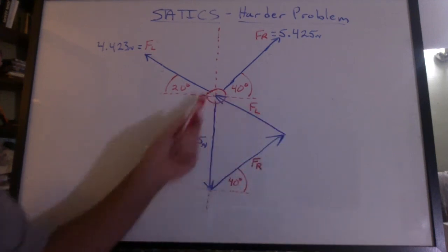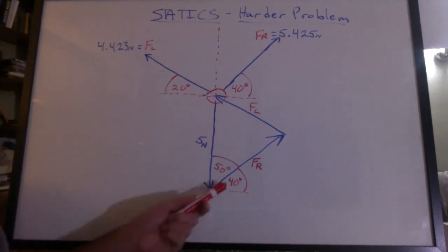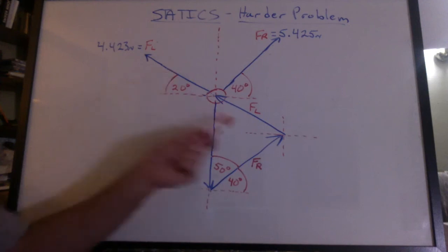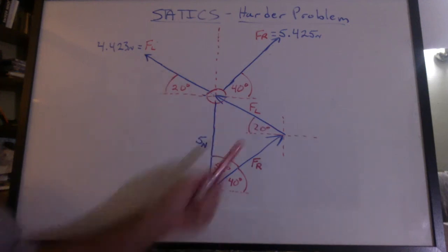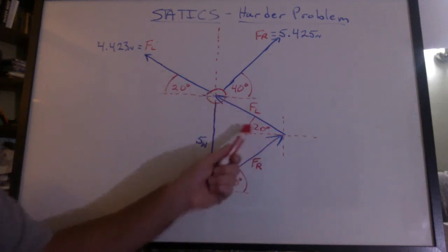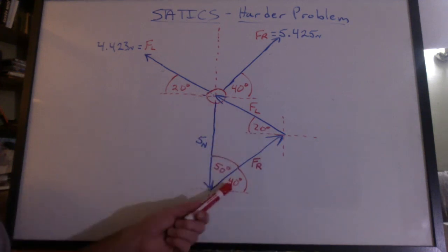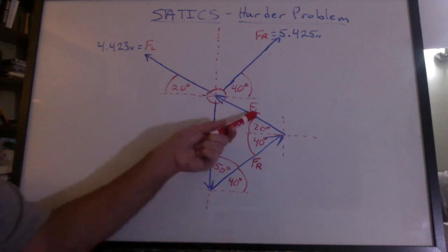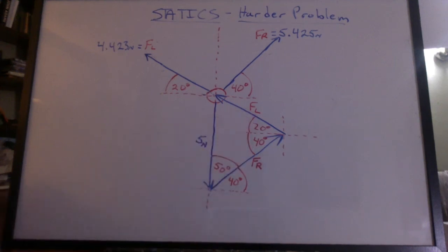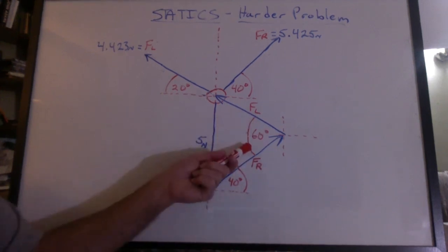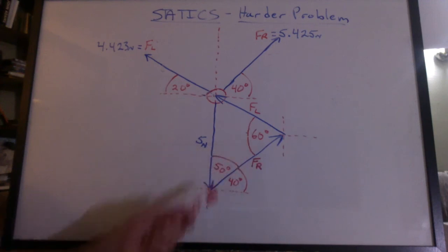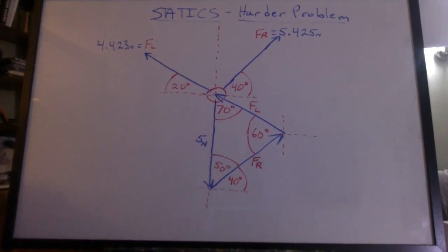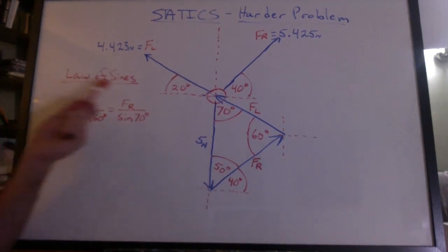Let's get some angles inside this triangle. If this is 40 degrees, that's got to be 50. If this is 20 degrees, this has to be 20. FL has to go 20 degrees clockwise from the negative x. If this is 40, this angle has to be 40. So what's the angle between these two here? That's 60 degrees. If that's 60 and that's 50, this has to be 70 because they all have to add up to 180. Well, now we can use the law of sines.